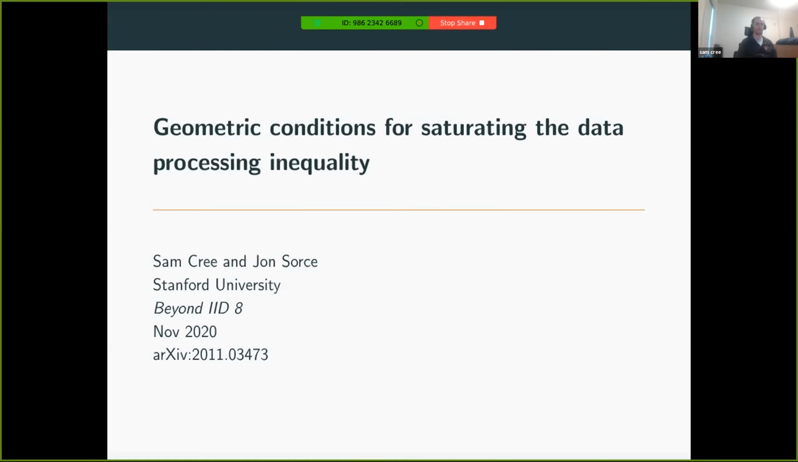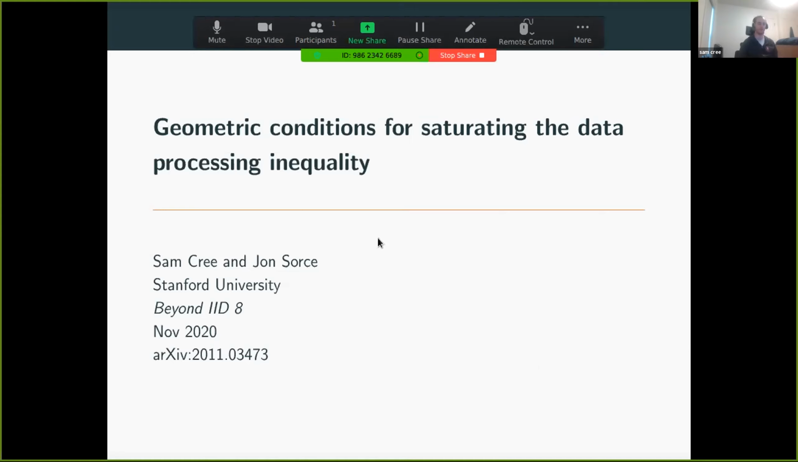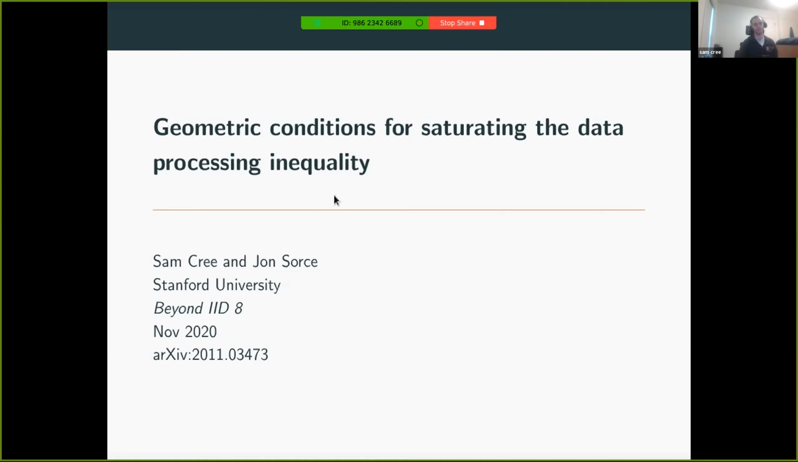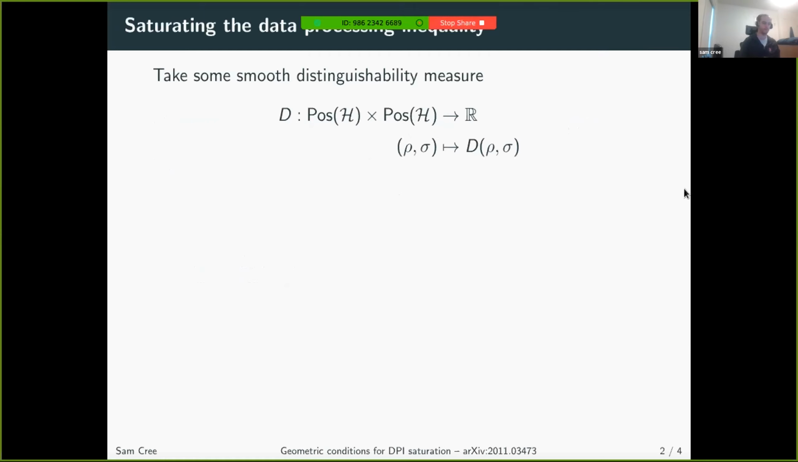Okay, great. So I'm presenting on behalf of myself and another grad student at Stanford, John Source, and we're just showing a new way to get matrix conditions for saturation of the data processing inequality. So let's take any smooth distinguishability measure that acts on two positive definite matrices and gives us some real number that characterizes how distinguishable those matrices are.